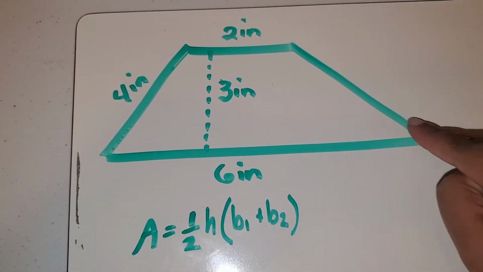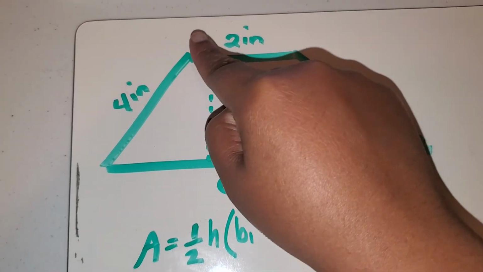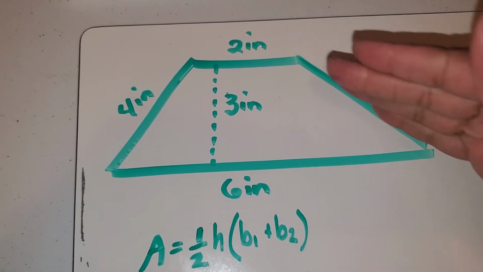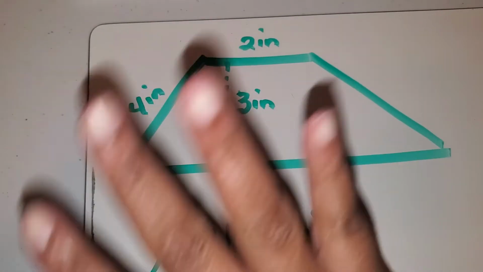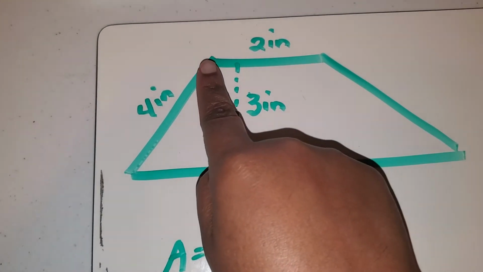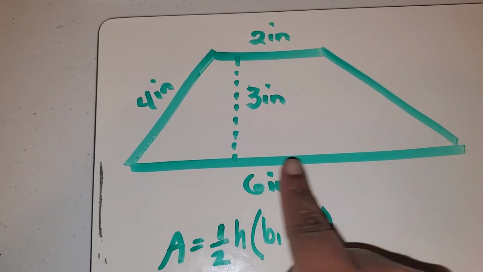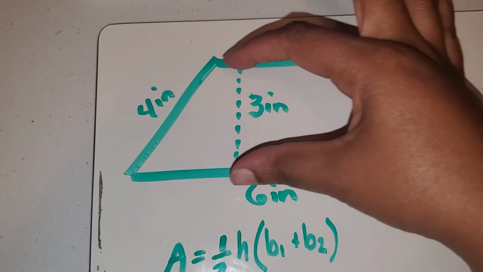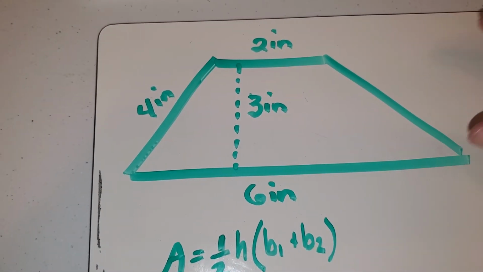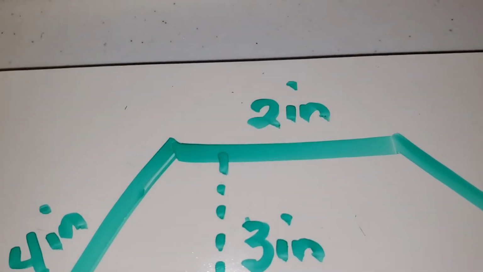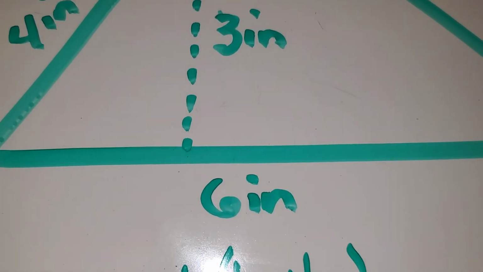So this line and this line, are they going the same direction? No. They're going to actually smack into each other. So we don't want those. We want the two lines that are parallel. These two lines are going the same direction. Okay? So those are our bases. Our first base is going to be 2. Our second base is going to be 6.